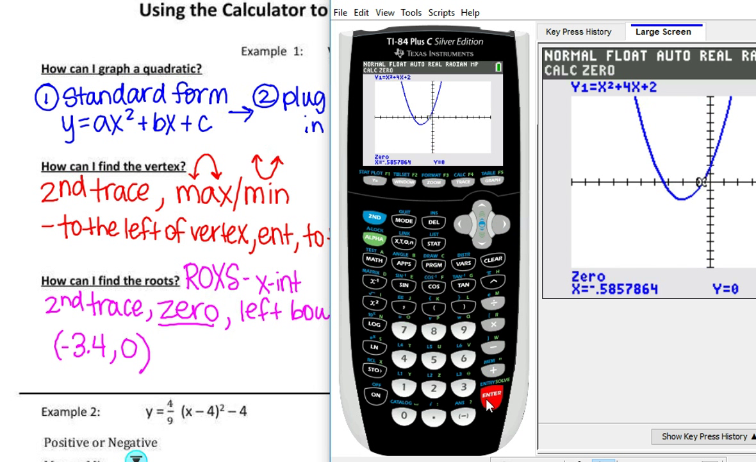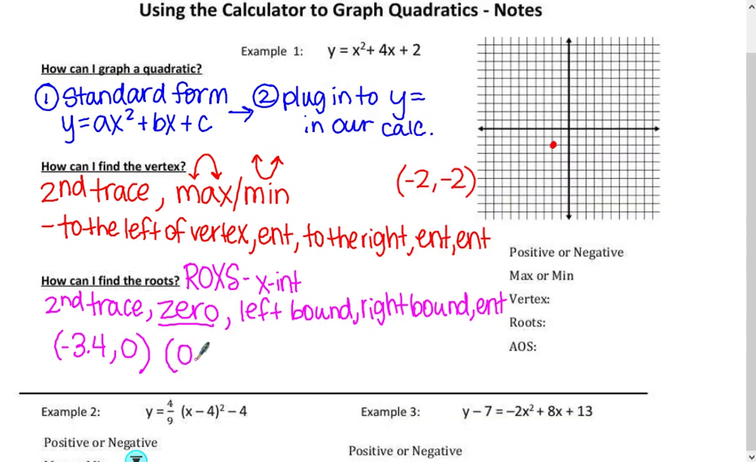And it tells me negative 0.50, but that is actually going to round up. So I'm going to call that negative 0.60. And those would be our 2 roots.